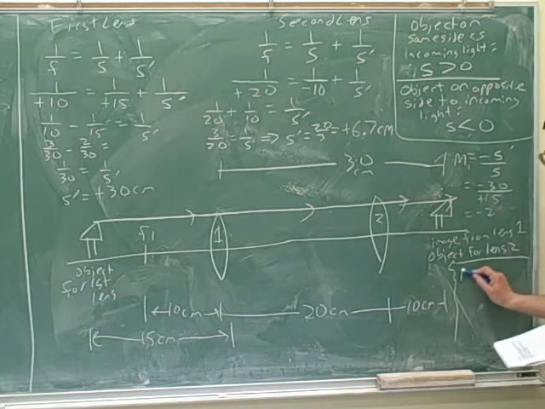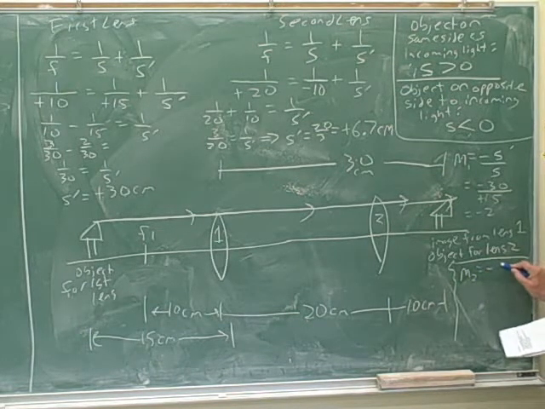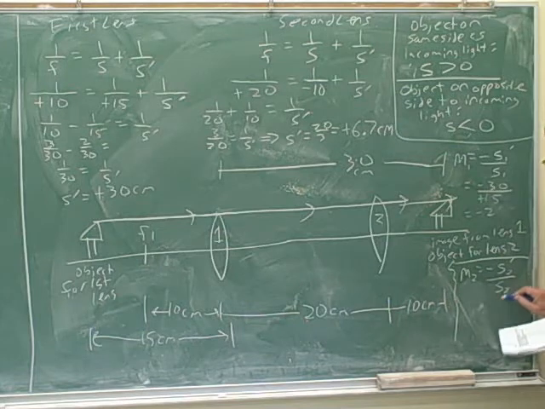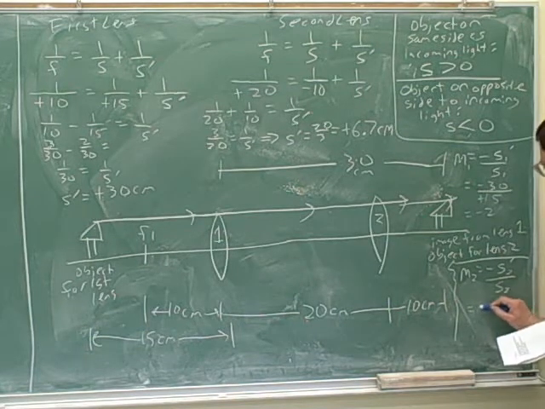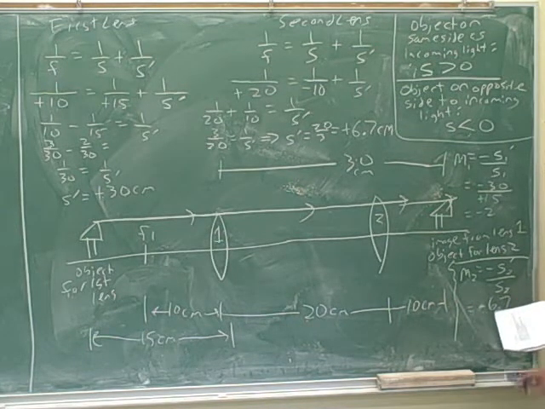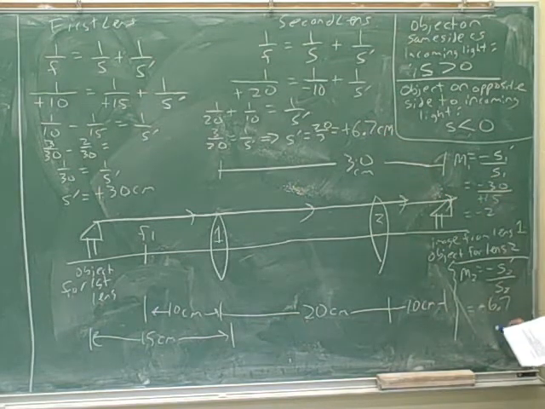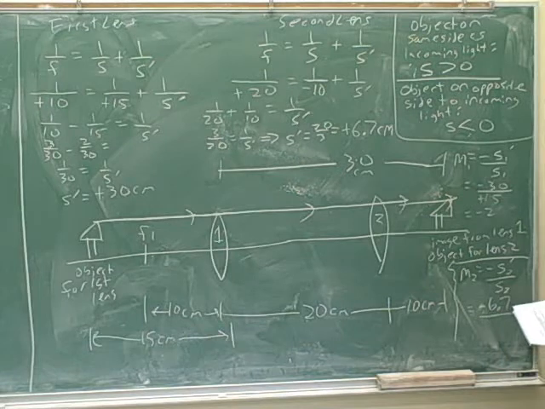So then, now we want to do M2. So it's equal to negative 6.7. And S2 prime was a positive number, so we just put the negative sign in here. And then S is negative 10. That's very important.